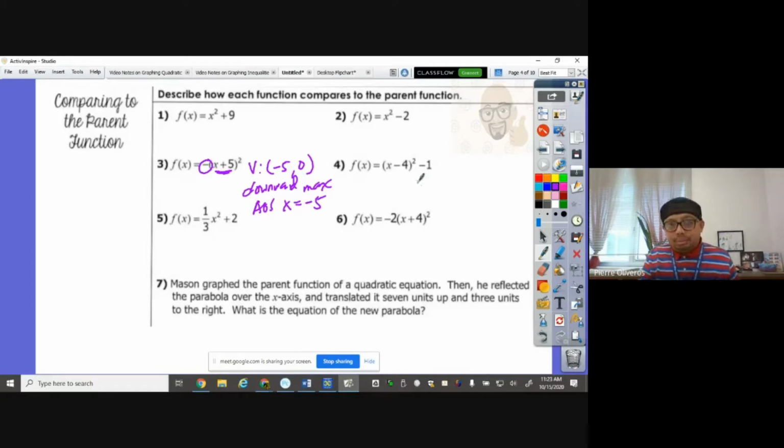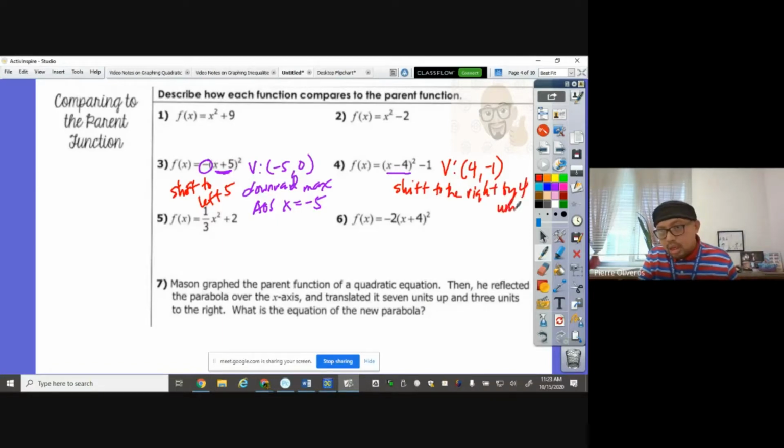Okay. All right. x minus 4 is telling us that it's going to the right 4. So the vertex there is going to be 4, comma negative 1. Okay, I forgot to write here. This will shift to the left 5. Here it will shift to the right by 4 units. And it will go down 1. Okay, and what else? It opens upward because the value of a there is positive 1.